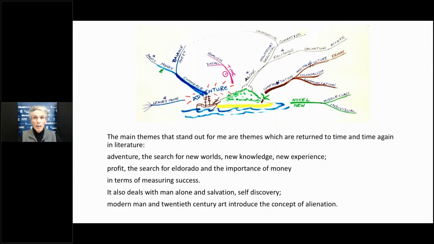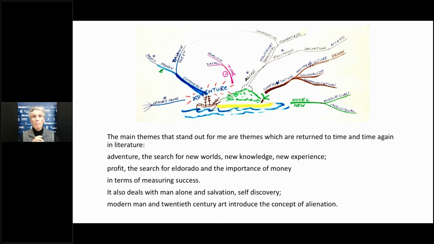The main themes I have summarized for myself, essentially, in the form of a mind map. So, essential images plus simple words. They stand out for me, but they're themes which are returned to time and time again, in literature, but in other areas as well. Adventure, the search for new worlds, new knowledge, new experience. Profit, the search for El Dorado and the importance of money in terms of measuring success.